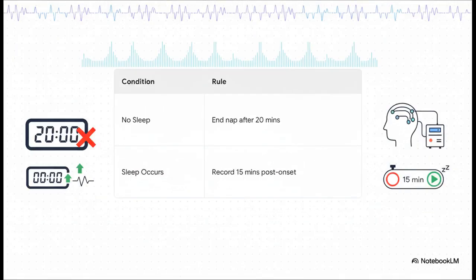The rules for ending each nap are just as strict and are completely black and white. If the patient does not fall asleep, you stop the trial after exactly 20 minutes. If they do fall asleep, you mark that sleep onset time and let the recording go for exactly 15 more minutes. You have to follow these rules to the letter.